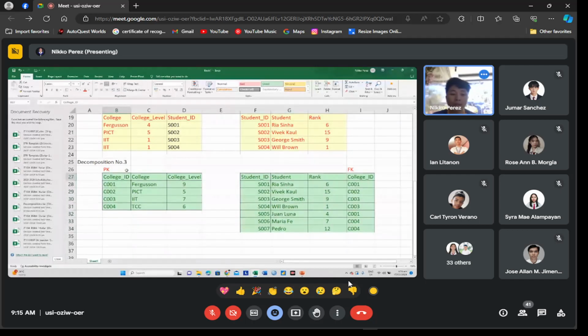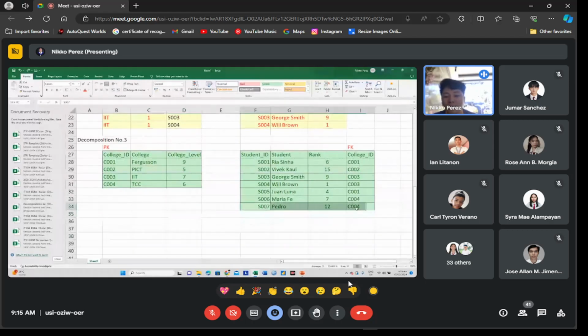Now, the rule is we cannot delete in the parent table, because of the relationship of primary key and foreign key. If we delete it, how would we know, or there will be a missing record, no? There will be data loss here. We don't know who this C004 is, since it is no longer in the college table. So deleting from the parent table is not allowed, but deleting from the child table is allowed.